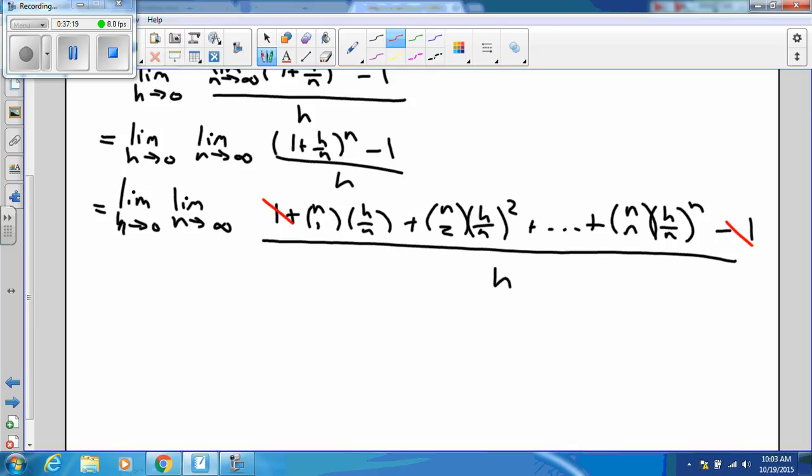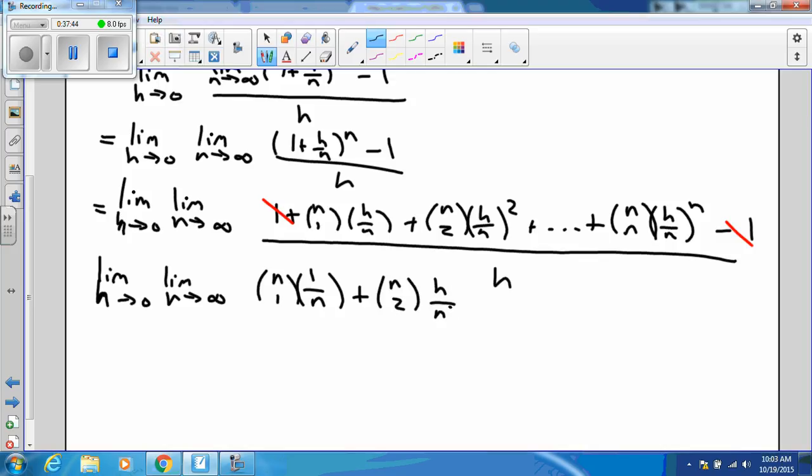Well, boom, boom, that cancels. And also, I have a factor of h in every single term here. And so I can cancel out one factor of h to get n choose 1 times 1 over n plus n choose 2 times h over n squared plus all the way out to n choose n times h to the n minus 1 over n to the n power. And so we're ready to take these limits.